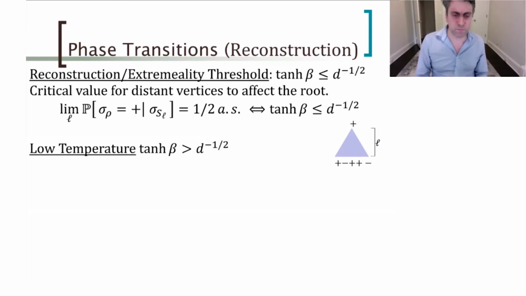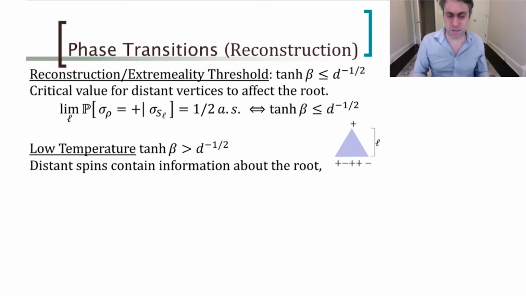Okay, so the low temperature regime would be tanh beta bigger than 1 over square root of d. And in this case, distant spins do give you information about the root. So intuitively, you would think, okay, we don't expect there to be a local construction of this measure because there shouldn't be a factor of IID because, if arbitrarily far away vertices can give you information about the root, how could that be done in a local sense?